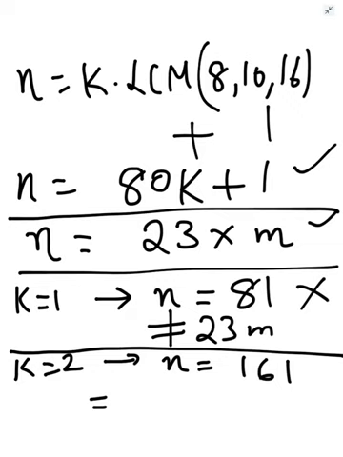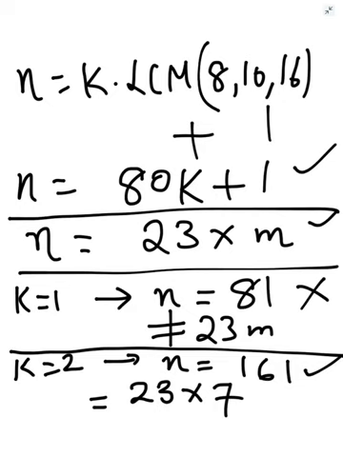So this is another possible solution, 161 toffees. Now let us see, is it a multiple of 23? So now I can divide by 23 and see it is a multiple of 23. 23 into 7. So when you distribute 161 toffees among 23 children, each will get 7 toffees and no toffees will be left out.